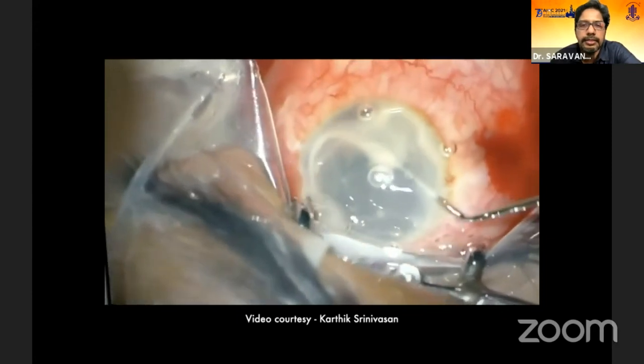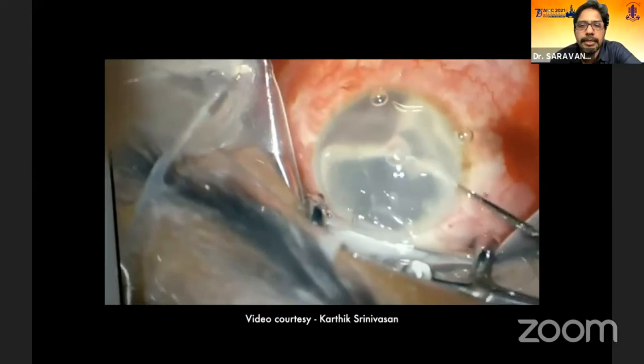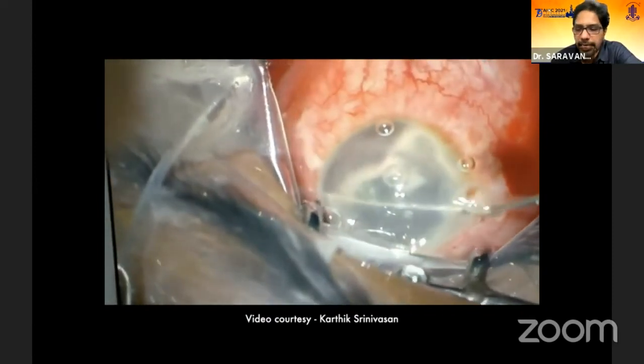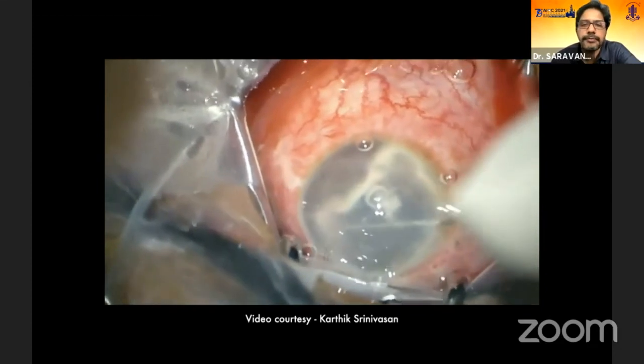Showing the surgery in progress, how the Sinskey hook is used to separate the membrane from all the edges of the angle. Otherwise, it will come out piecemeal. This way, you can remove it in toto.